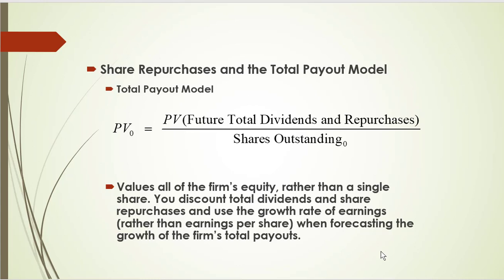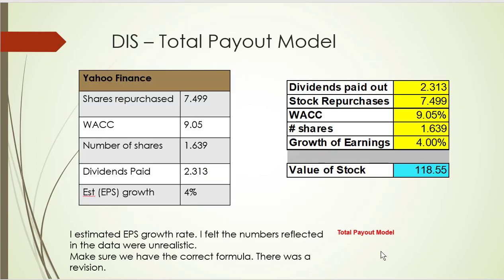So now we're going to look at the firm's equity rather than just a single share, right? So we're going to look at total dividends and share repurchases. We're going to use a growth rate of earnings rather than the earnings per share number. And then we're going to obviously forecast on the growth of the firm's total payouts.